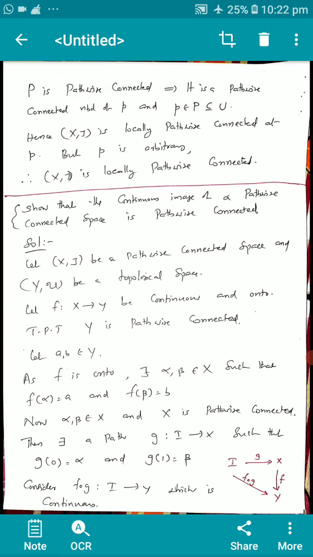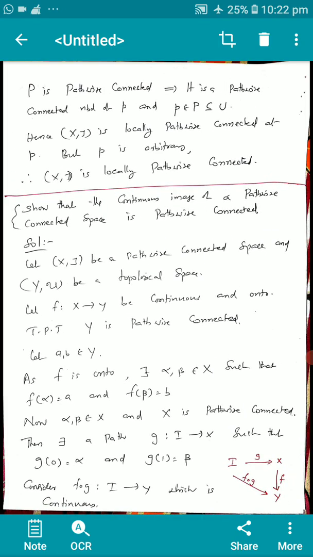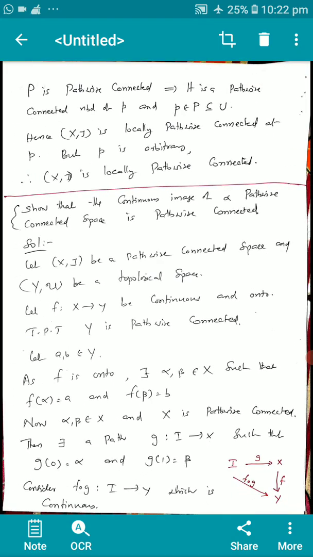Next one is a problem. Show that the continuous image of a path connected space is path connected. So we have to prove this. Solution. Let X be a path connected space and Y be a topological space. We are taking a function f from X to Y which is continuous and onto. And what we have to prove? We have to prove that Y is path connected, because the continuous image is here Y.